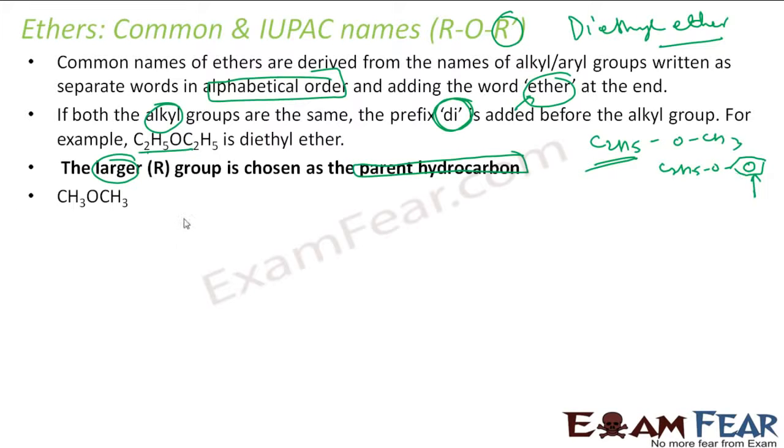We'll take some examples. For example, this is CH3OCH3, both are the same, so it will be di, and since CH3 is methyl, it will be dimethyl ether. Please note that is my common name. If I want to write the IUPAC name, I have to take one as the parent. In this case both are the same, so I can take either of these. It will be at position one, only one, and at one position I have a methoxy group. This group is the methoxy group now.